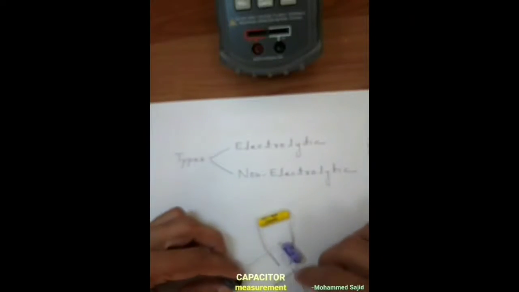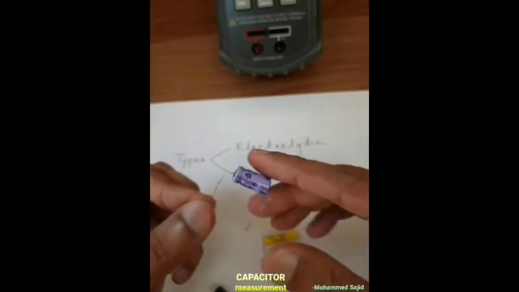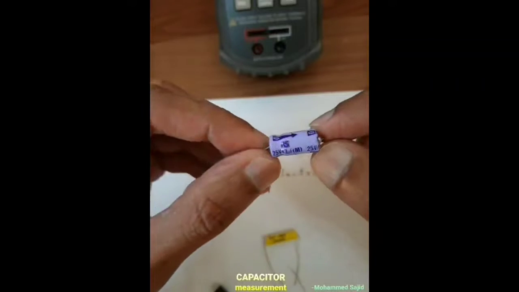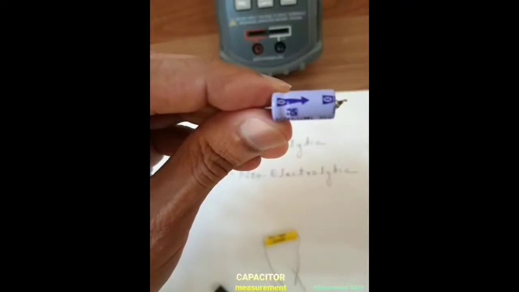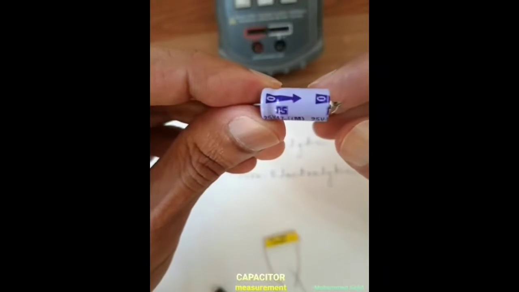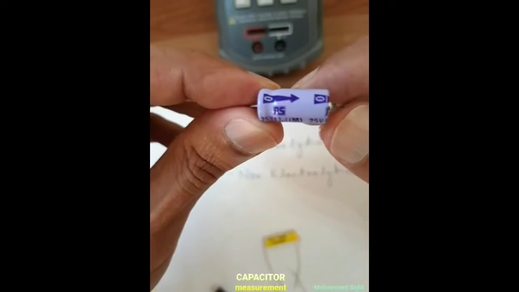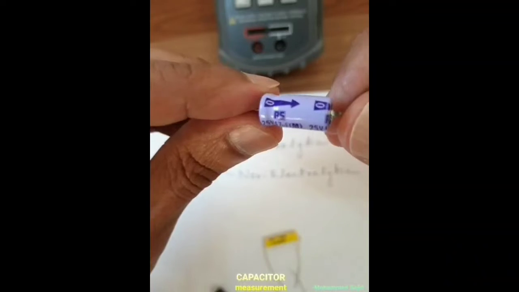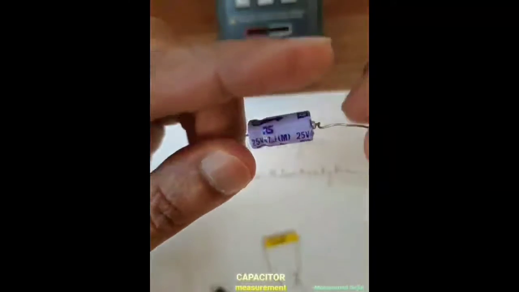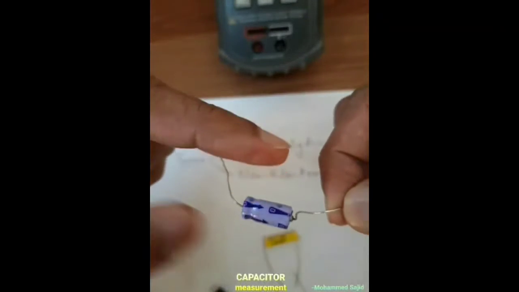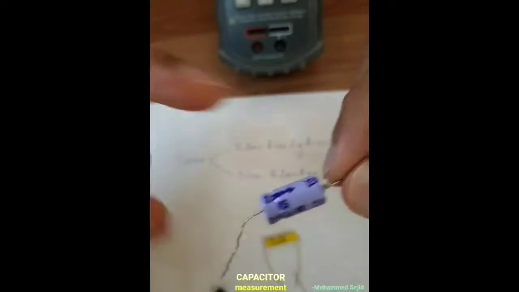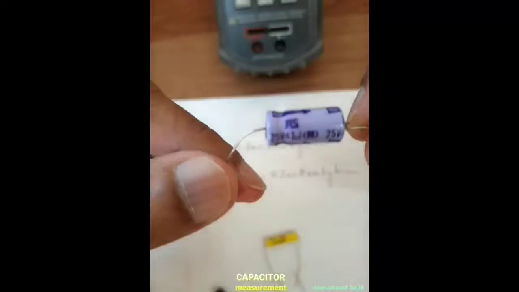Also, if you look at this capacitor, you can see the negative sign is marked and an arrow is also given. What does it mean? The arrow is on this side, so this side is negative and the other side is positive.